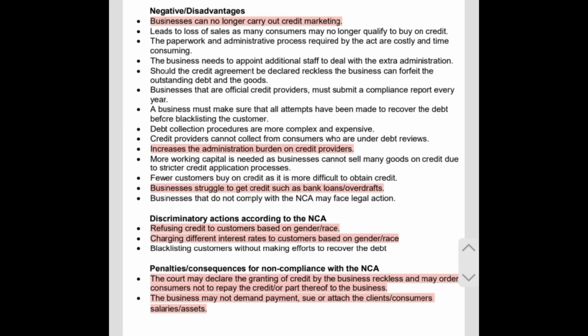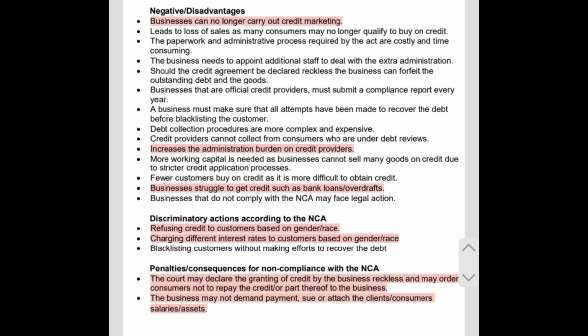We are moving forward to the negative impact of the National Credit Act. Businesses can no longer carry out credit market. Some businesses can no longer carry out a credit market. That's a negative impact. Okay, let's move to another bullet point.